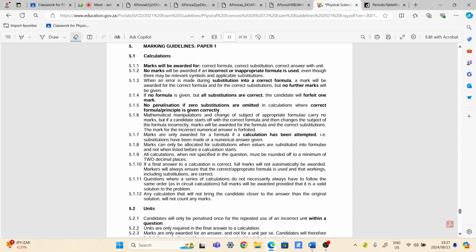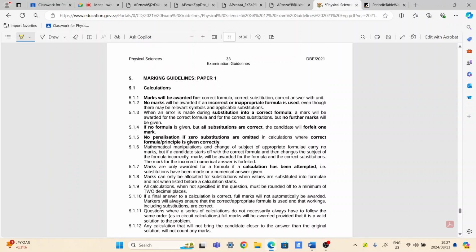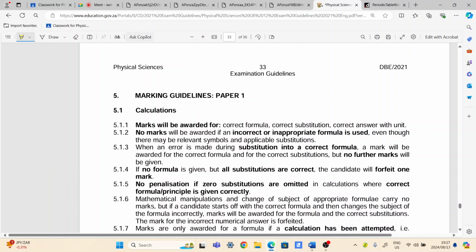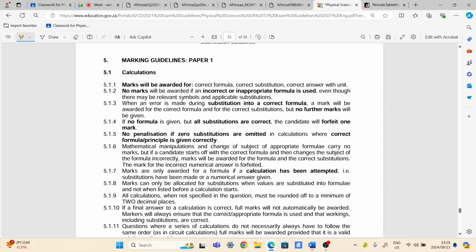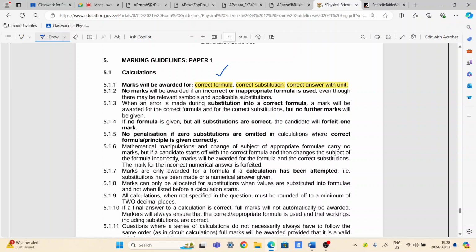The marking guidelines. This is something that I actually want to go over with you guys, because understanding these marking guidelines can actually help you maximize the amount of marks you get for each question. Okay, so I'm going to go over it here quickly. Let me just zoom in a little bit. It's a bit too far. Okay, so firstly, marks will be awarded for the correct formula, correct substitutions, and then the correct answer with the unit. So important thing to note here, 1 mark for formula.